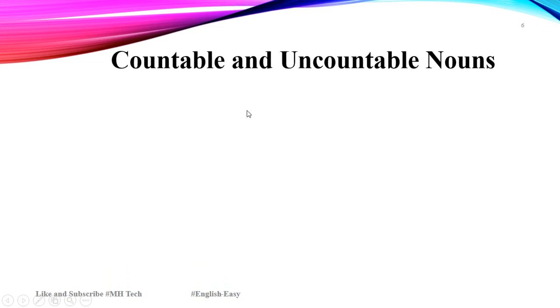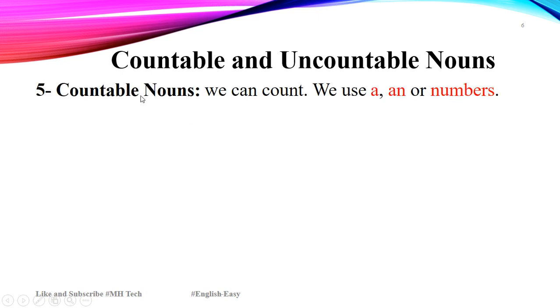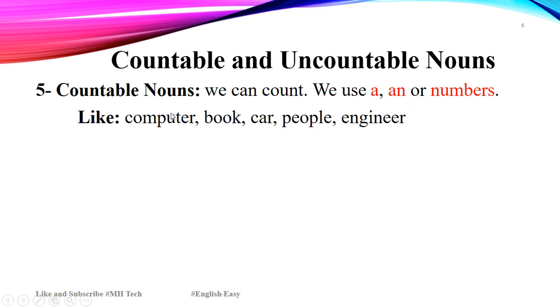And go to the next part of our slide. Here we have countable and uncountable nouns. Countable nouns in English we can count. For example, here we use a, an, and numbers. For example, computer, book, car, people, engineer. These are the examples for countable nouns.